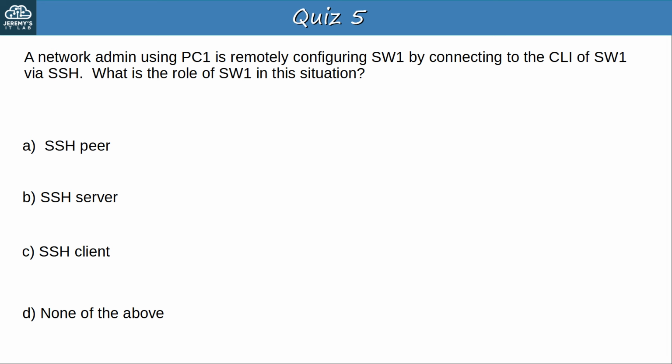A network admin using PC1 is remotely configuring Switch 1 by connecting to the CLI of Switch 1 via SSH. What is the role of Switch 1 in this situation? Pause the video now to think about the answer.